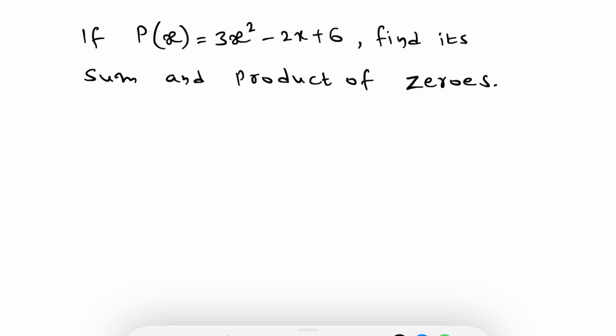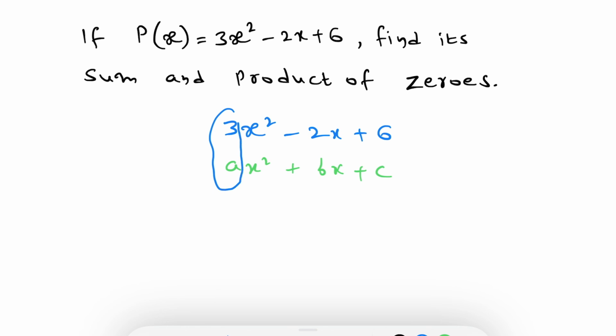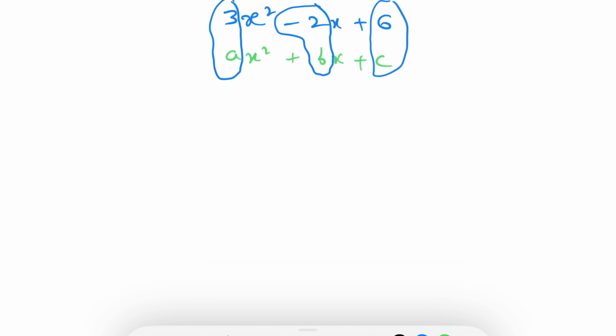If p of x equals 3x square minus 2x plus 6, then find its sum and product of the zeros. First let us compare the given quadratic polynomial with our general form, 3x square minus 2x plus 6. Comparing with ax square plus bx plus c, which is the general form of a quadratic polynomial. Here a means 3, b is minus 2 and c is 6. So now he is asking us to find the sum and product of the zeros, right? So sum is alpha plus beta, product is alpha into beta.